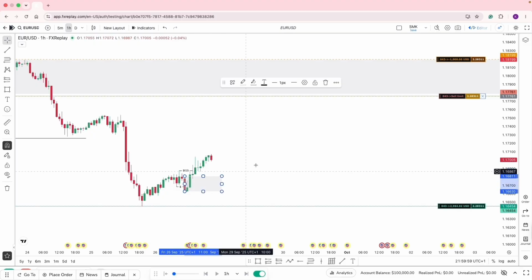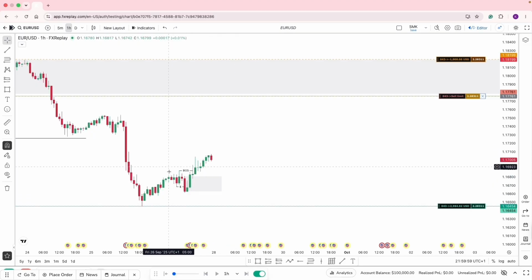In all honesty, looking at this whole pattern, it's not something I would take. The order block is a bit too big, and the way the price moved on this range was not convincing for me to take the trade. So I'm actually going to leave this one out and wait for the next one. Okay, let me play price forward and see what happened.